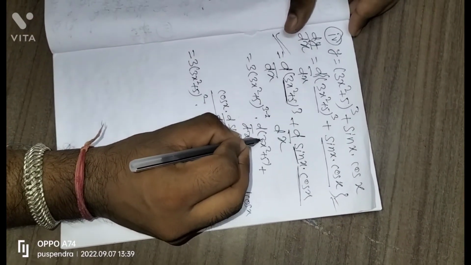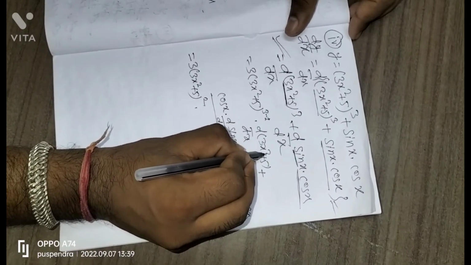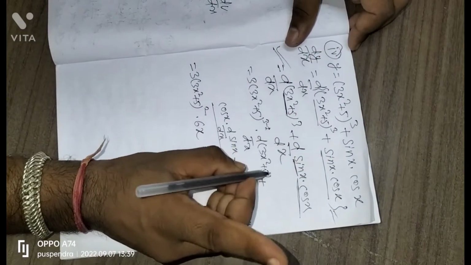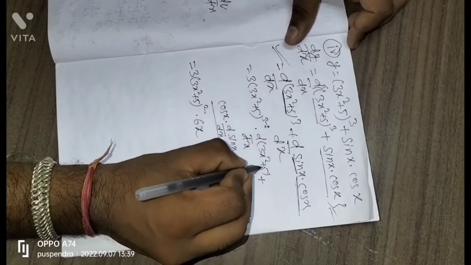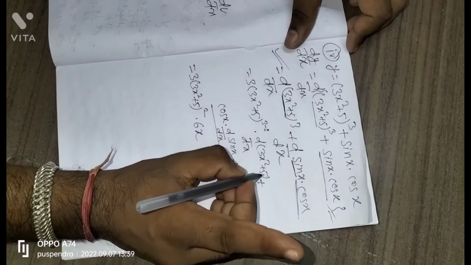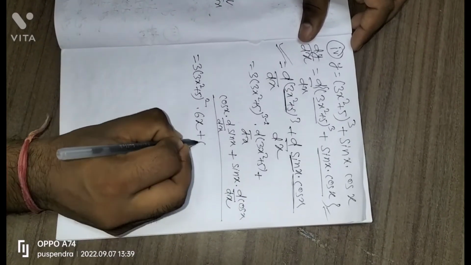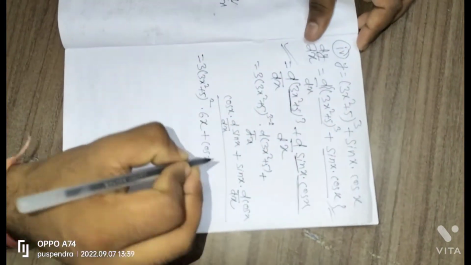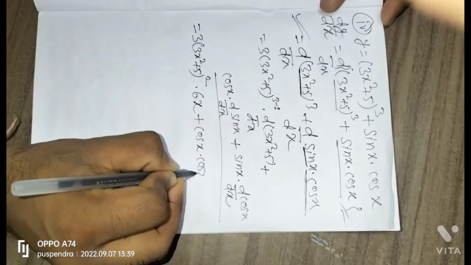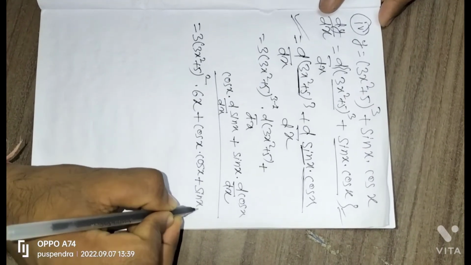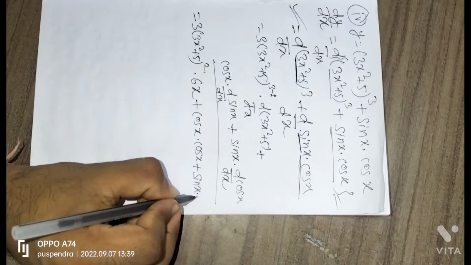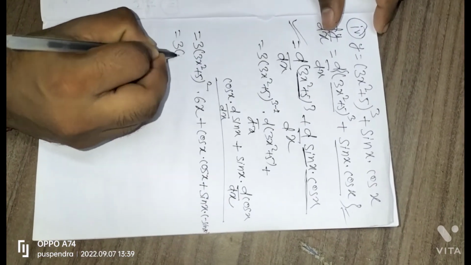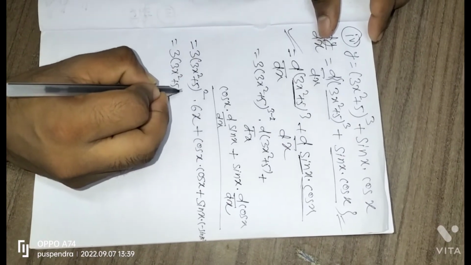So 3 here is constant and this is x^n, so 3 times 6... n times x^(n−1): n is 2, 2 minus 1 is 1, so 6x, and the derivative of 5 is 0 because 5 is constant, so it will be this only, plus cos x, and the derivative of sin x is cos x, so we write here cos x plus sin x into the derivative of cos x, which is minus sin x, is equal to 3 times (3x² + 5) to the power 2.